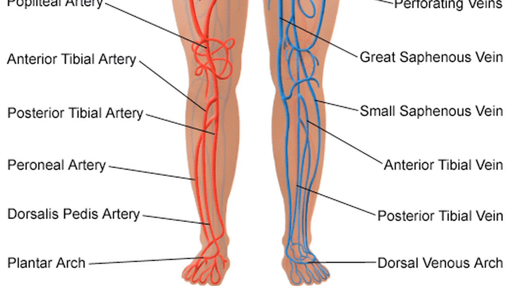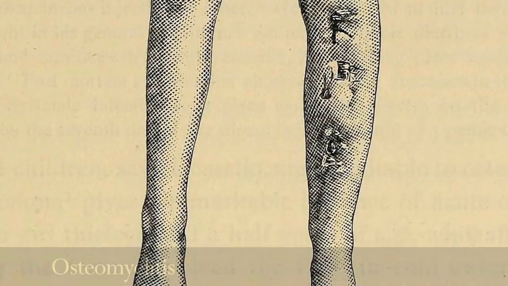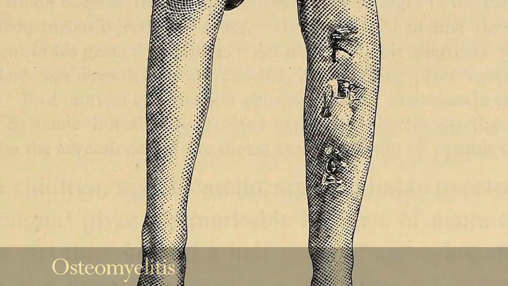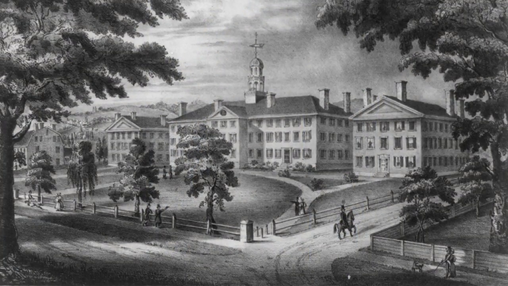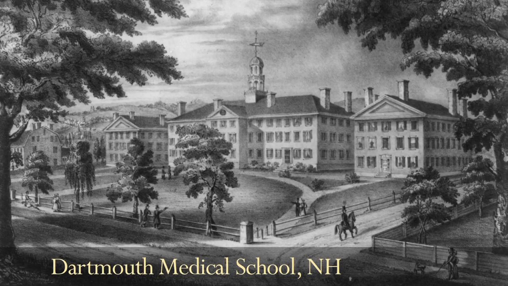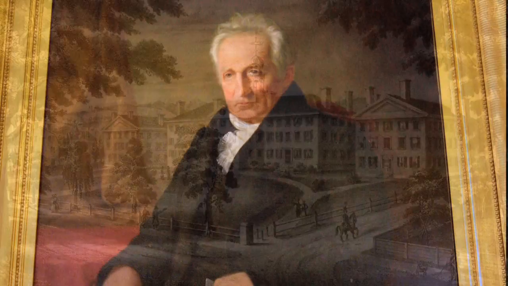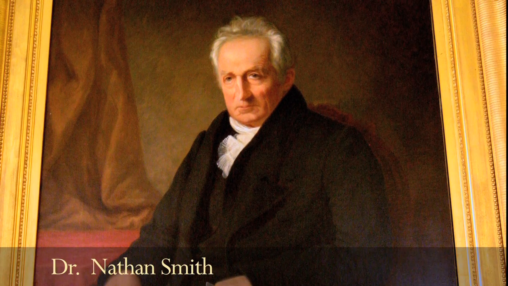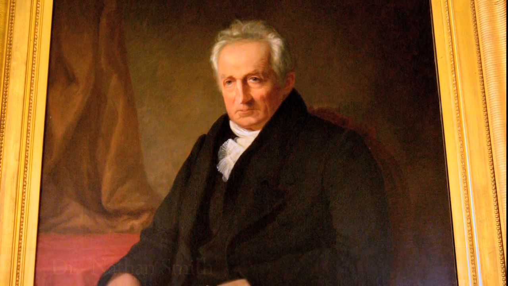Children have very strong blood flow in their legs because they are still growing. So when the bacteria got into the blood, it quickly went into Joseph's right leg bone, causing osteomyelitis. Luckily, the Smiths lived near the Dartmouth Medical School in New Hampshire, where a few years earlier, Dr. Nathan Smith had been studying treatments other than amputation for osteomyelitis.